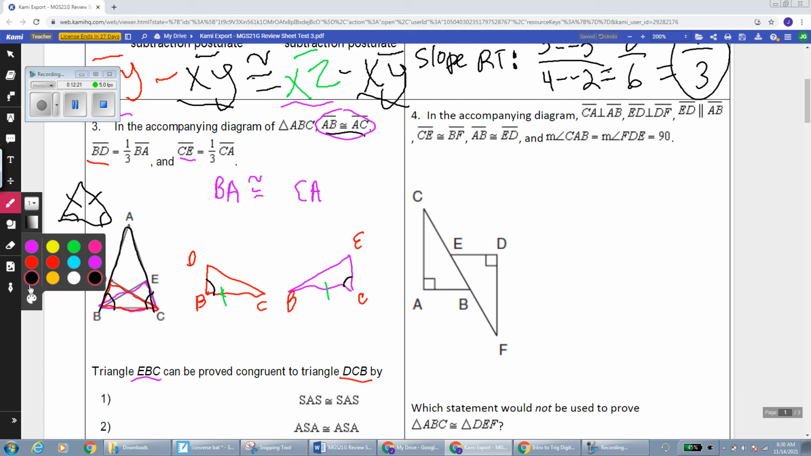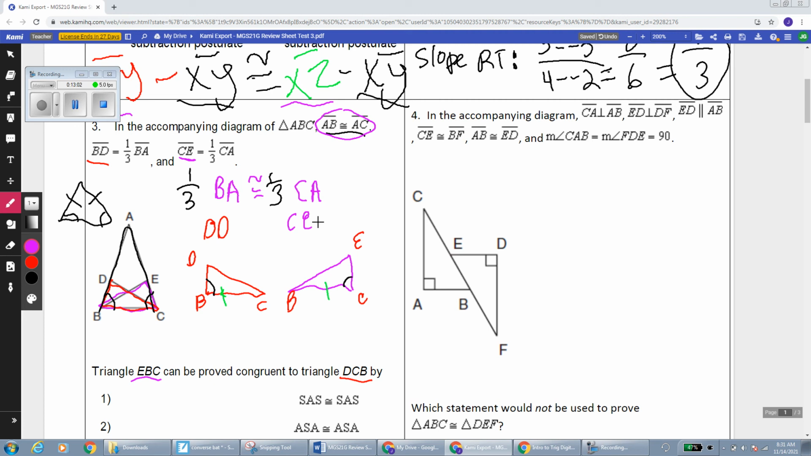And we know that if we multiply BA by 1/3, we get BD, which is a side of the red triangle that we're interested in. And we know that if we multiply CA by 1/3, we get a side of the purple triangle, CE, that we're interested in. This is called the multiplication postulate. It's really similar to the addition and subtraction postulates. There's also a division postulate as well, and it works the same way too.